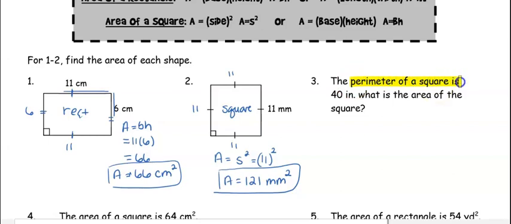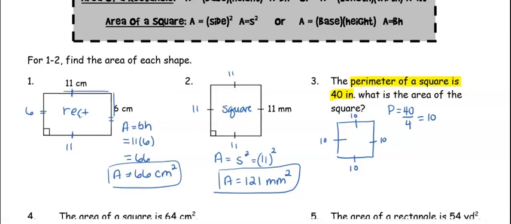So this one's a little bit different now when we look at the perimeter of a square. We think about, what do we know about a square? In a square, all 4 sides are congruent. So if I add up 4 congruent sides and it equals 40, I take the perimeter and divide it into 4 equal pieces. So each side of my square is going to be 10.